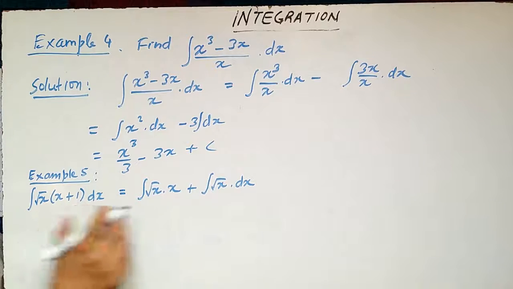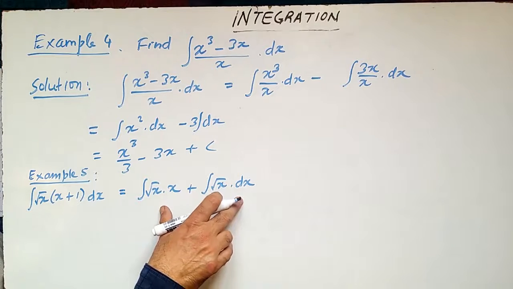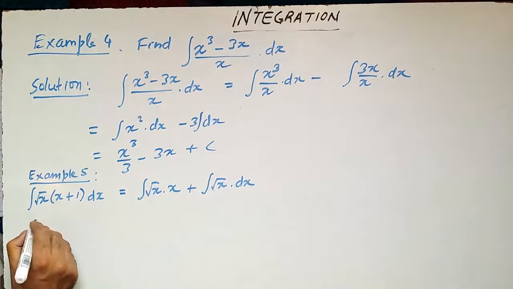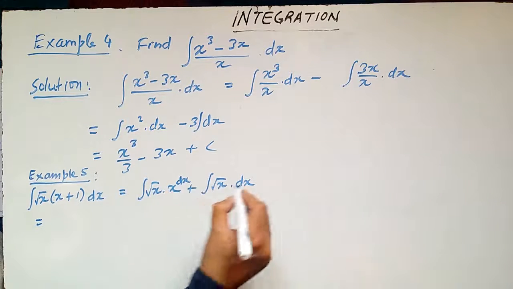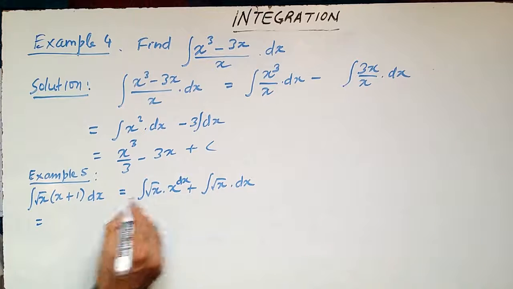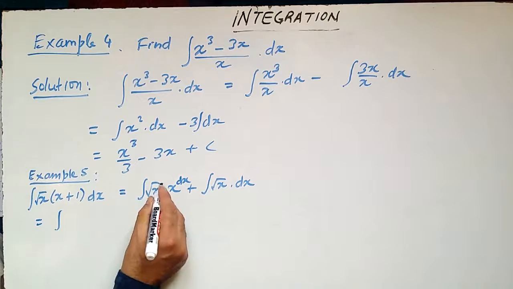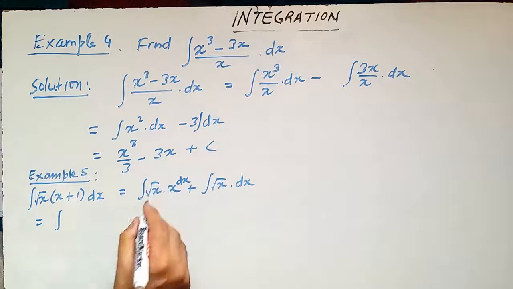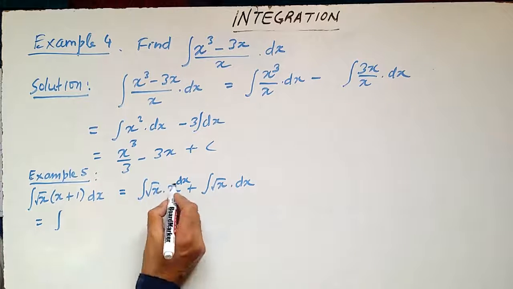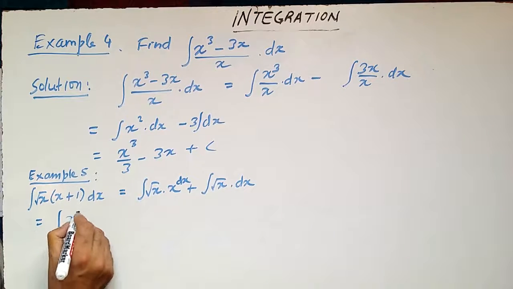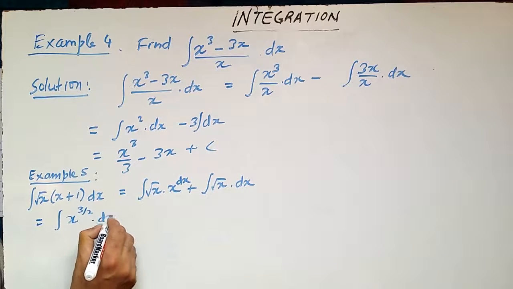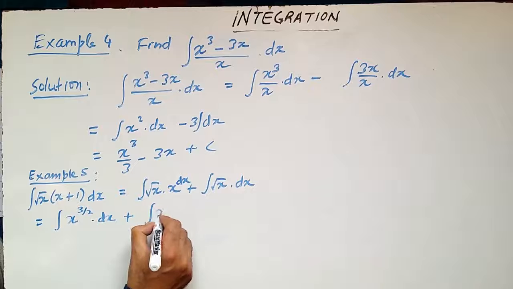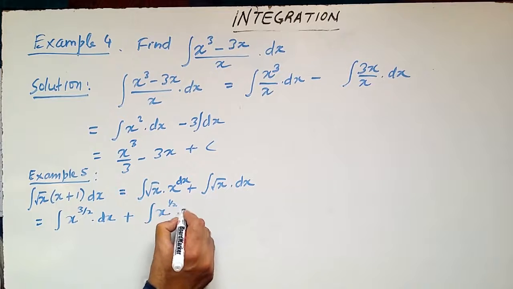So we've split the expression into two expressions, right? So this will become, sorry, I forgot the dx. Root of x is nothing but x to the power half, and this is 1. From the law of indices, we know we just have to add the two powers. So this will become x to the power half plus 1, which is 3 by 2, dx, plus integration of x to the power half dx.